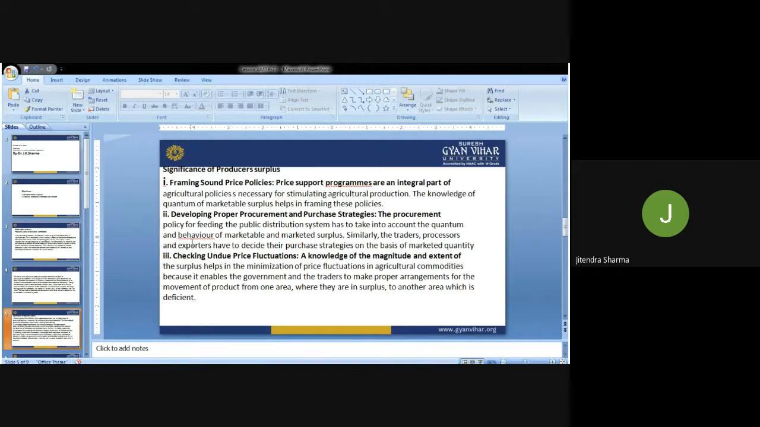Framing sound policies and price support programs are an integral part. We know that in agricultural commodities, even after 74 years of independence, we are still struggling because we don't have that idea actually.